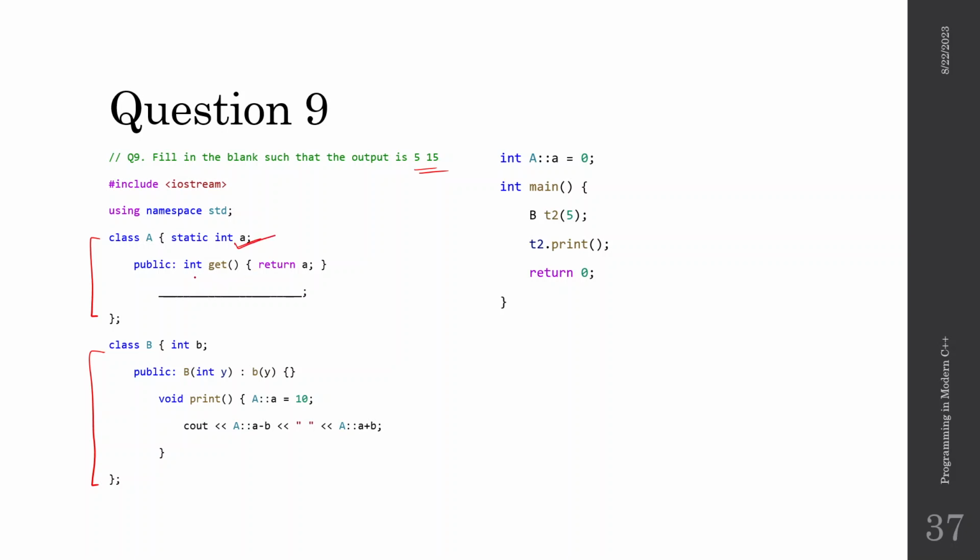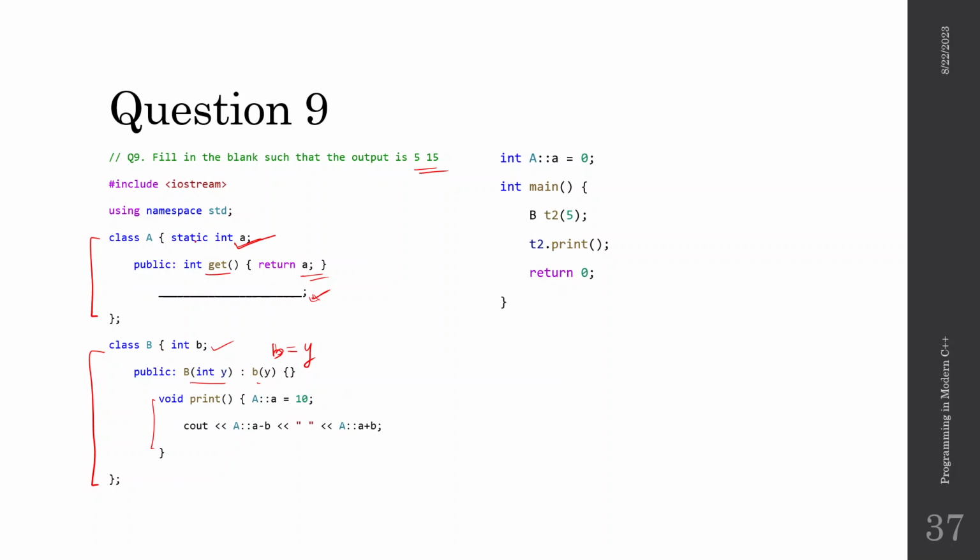and then in the public access specifier we have a get function which returns the value of a, and then we have one line which we have to fill. In class B, we have another data member b, which is also private, and in the public scope we have a constructor which sets b equal to y, and then we have a print function which sets a is A.